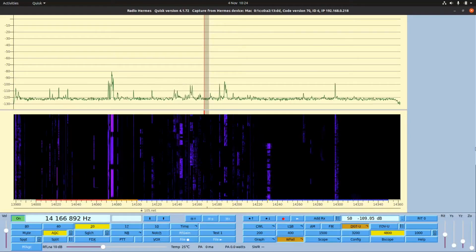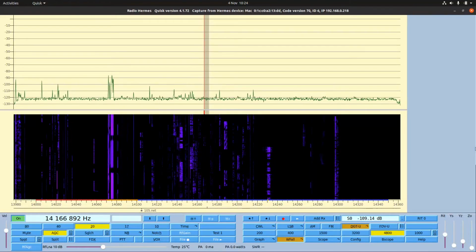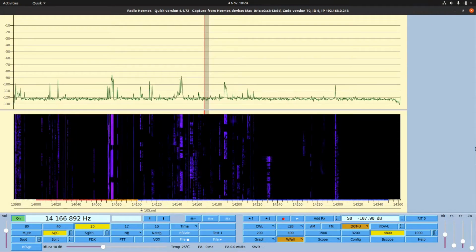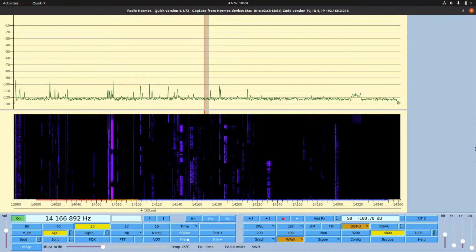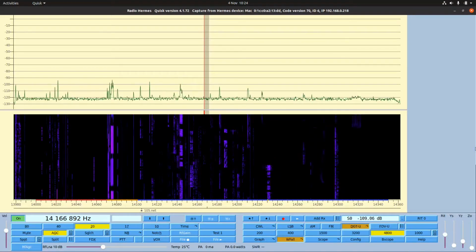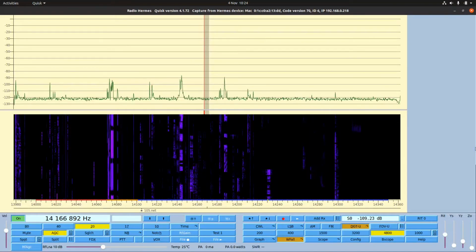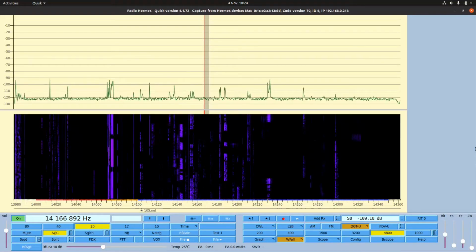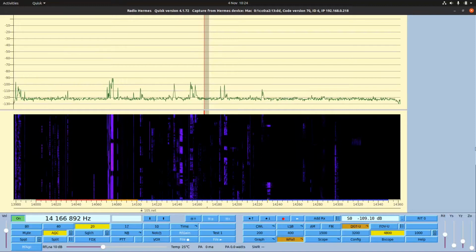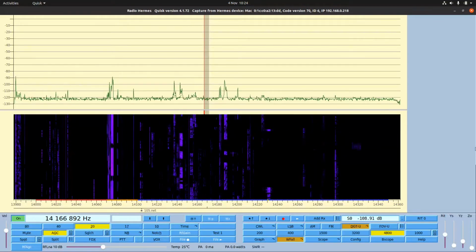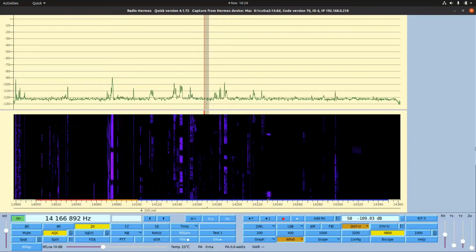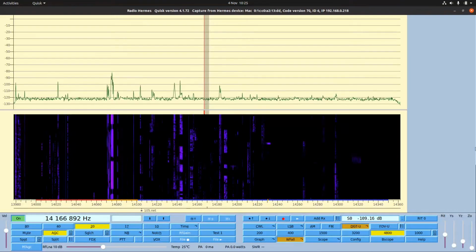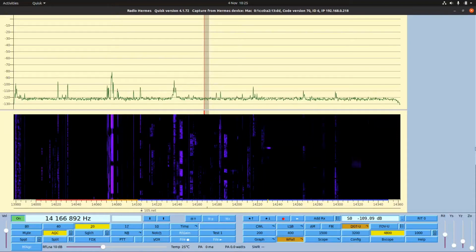if it is QRM coming from your own property, it's worth checking, disconnect the antenna and see whether the noise stops. This way you're working out whether the QRM is coming in via the antenna or via the main supply. And if you have a noisy switch mode power supply, then the noise may well be coming in through the mains.